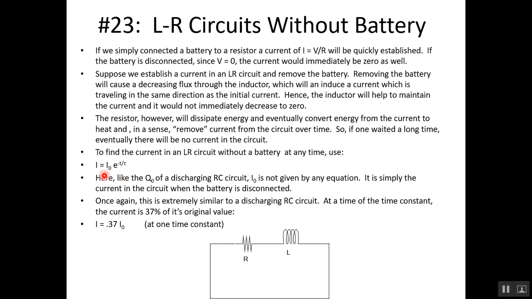So the equation is this. It's I zero times e to the minus t over tau, which is pretty similar to a discharging RC circuit, where it's Q zero times e to the minus t over tau for the charge in the capacitor. So tau is the same thing, and if you wait a really long time, this eventually goes to zero. If you wait exactly one time constant, the current in the circuit is 37% of what it started with, just like for a discharging RC circuit. The charge in the capacitor is 37% of the initial charge if you wait a time constant without a battery.